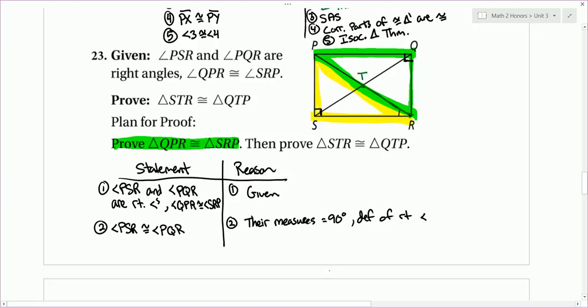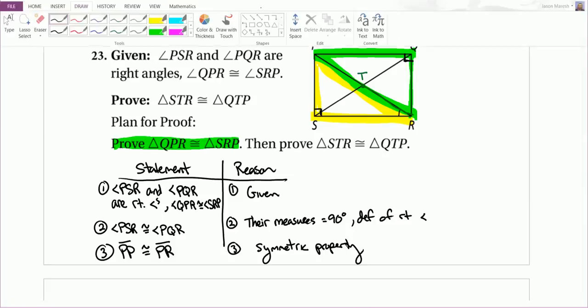Also notice that they share a side. Where the green is highlighted and the yellow is highlighted, they both share side PR. So number 3, we could say PR is congruent to PR. That's the symmetric property. I'm sorry, the reflexive property.